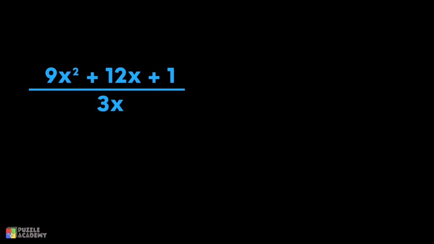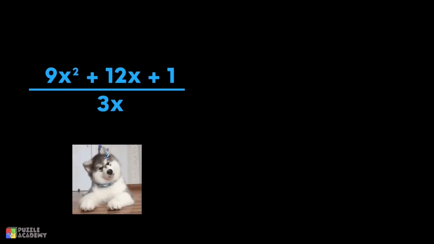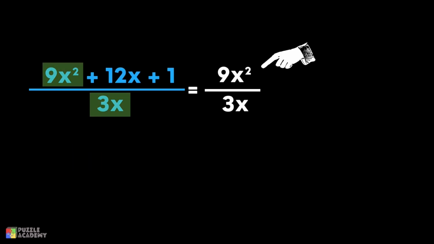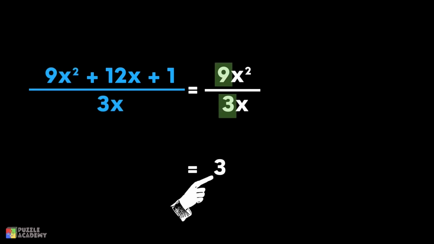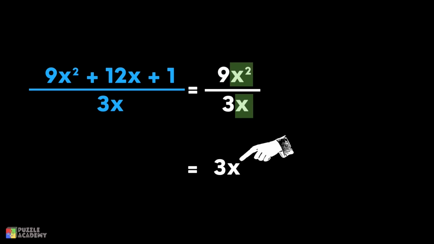So we have 9x squared plus 12x plus 1 over 3x. Then what do you think will happen? So in the first term, we have the 9x squared over 3x. Let us simplify the constants. We have 9 over 3, that is 3. And the first term had x squared above and x below, which together becomes just x.